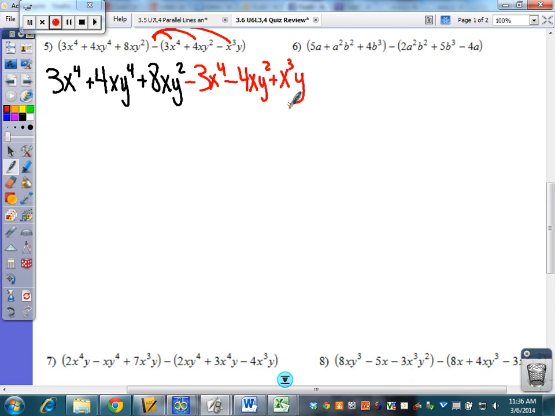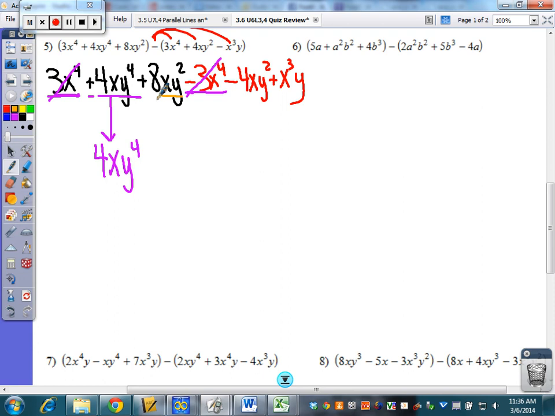All right, so we're looking for like terms. So we have 3x to the fourth. I'm looking for the other x to the fourth, which is right here. So 3x to the fourth minus 3x to the fourth is going to cancel each other out. I'm looking for the other xy to the fourth. I don't see one here anywhere, so he's going to drop down, 4xy to the fourth.